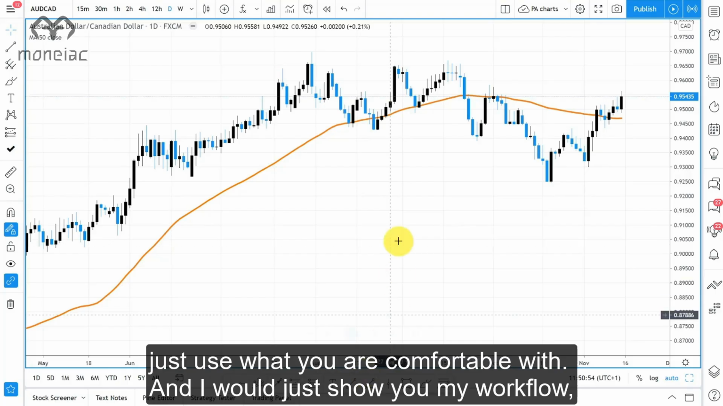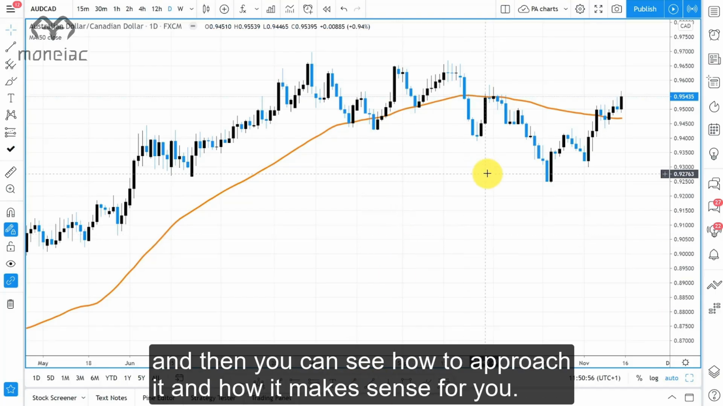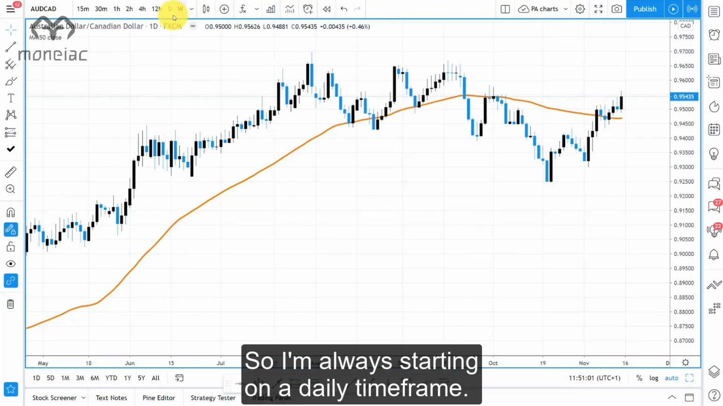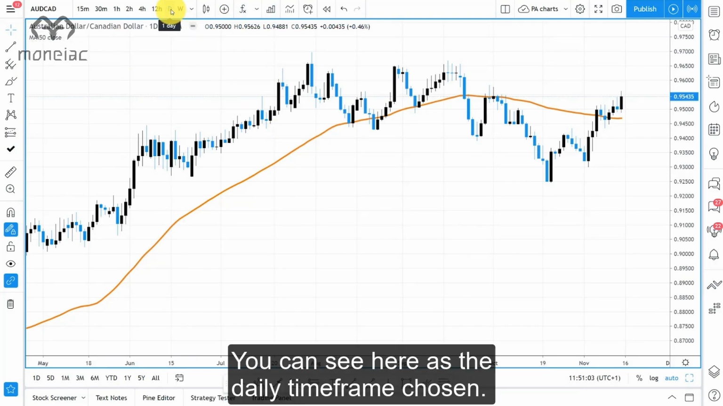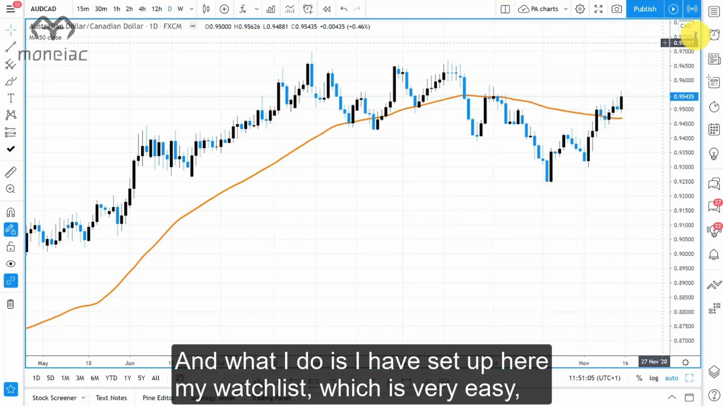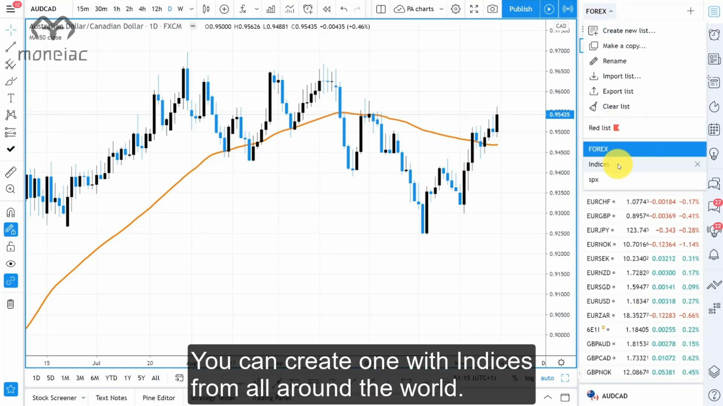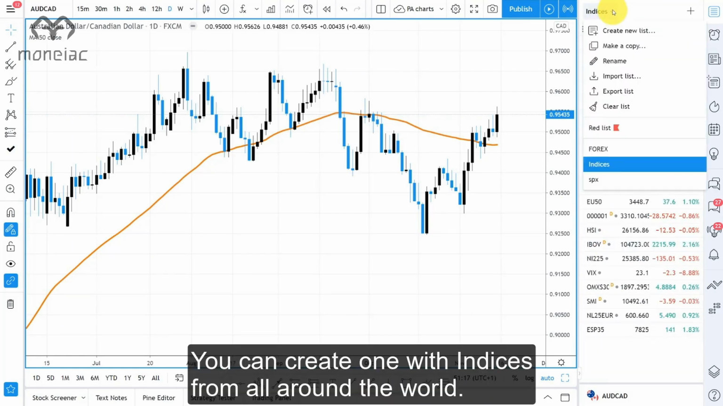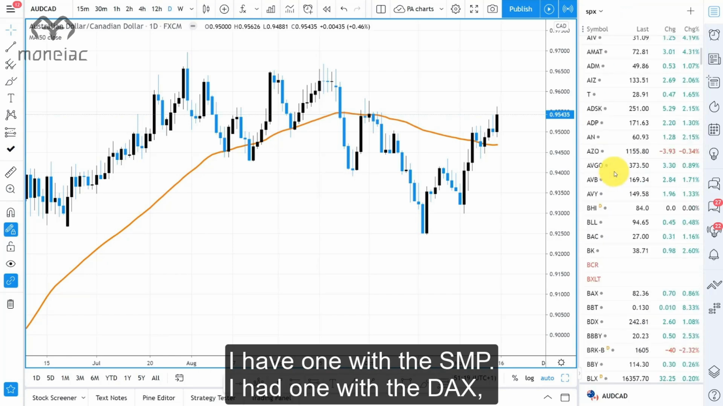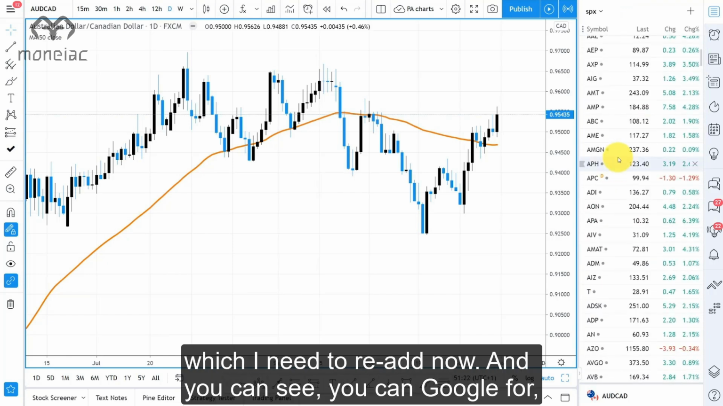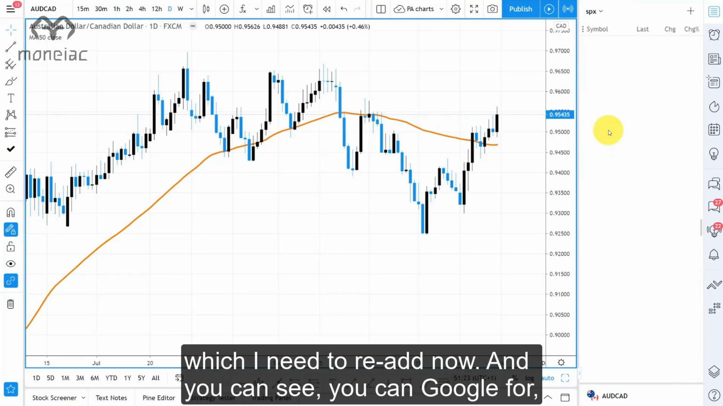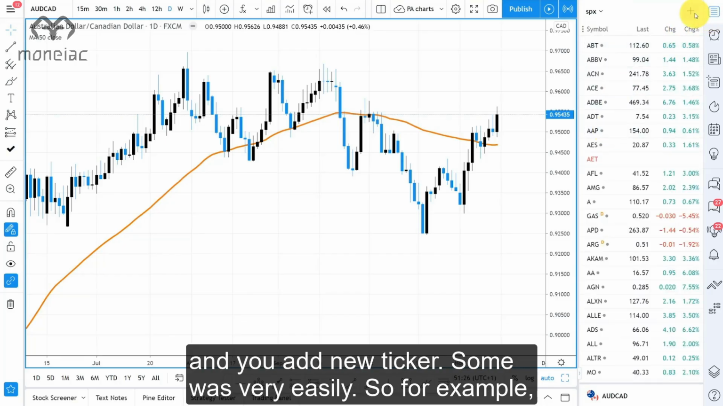And I will just show you my workflow, and then you can see how to approach it and how it makes sense for you. So I'm always starting on a daily time frame. You can see here's the daily time frame chosen. And what I do is I have set up my watch list here, which is very easy in TradingView. You can add different lists with Forex pairs. You can create one with indices from all around the world. I have one with the S&P. I had one with the DAX, which I need to re-add now. And you can Google and add new ticker symbols very easily.